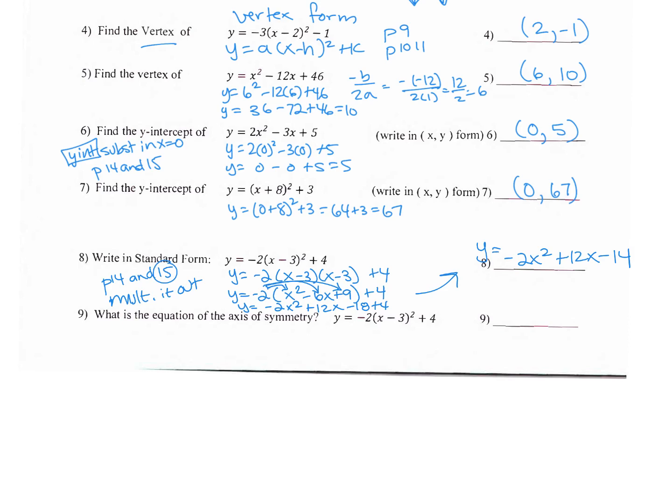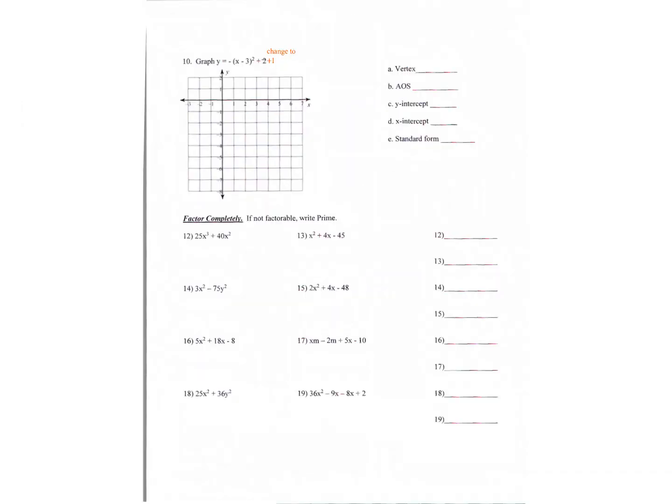What is the equation of the axis of symmetry? Well, remember, it's always going to be x equals, and it's the vertical line going down through the middle of my parabola. And so basically, it's x equals whatever my x coordinate of my vertex is. This vertex is 3, 4, so it'll be x equals 3. Let's take a look at the next page.